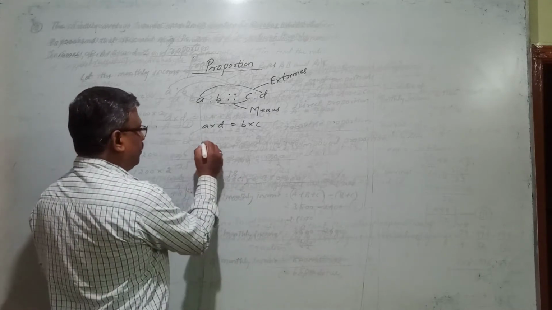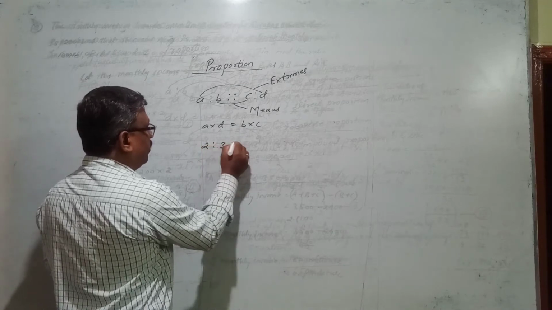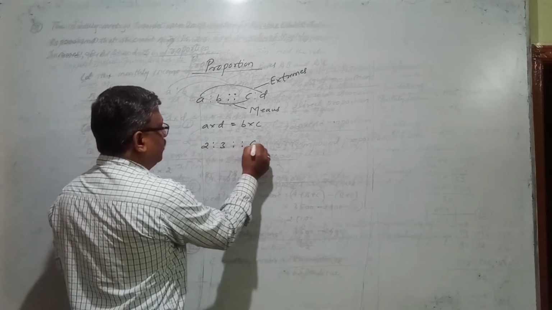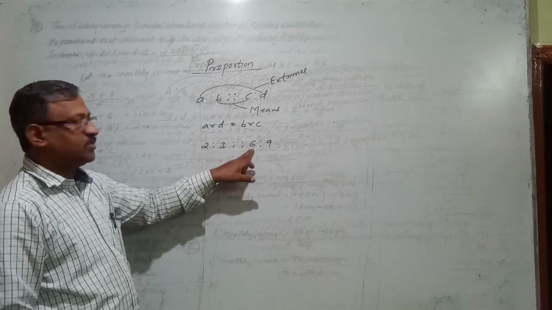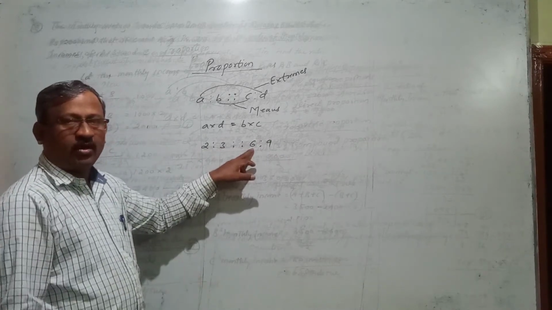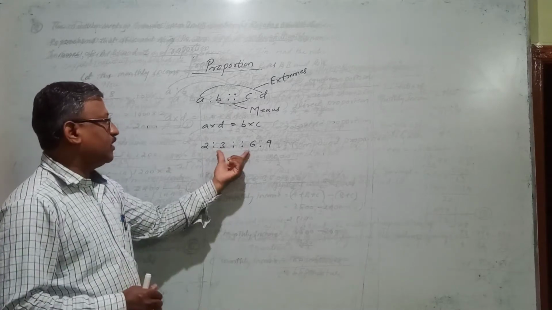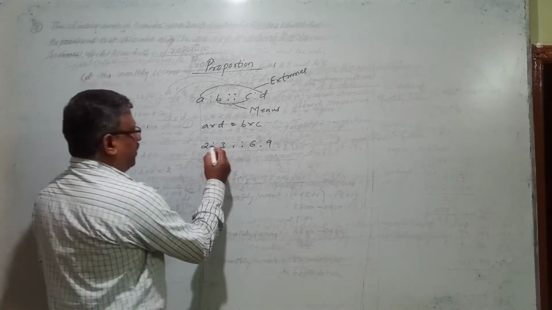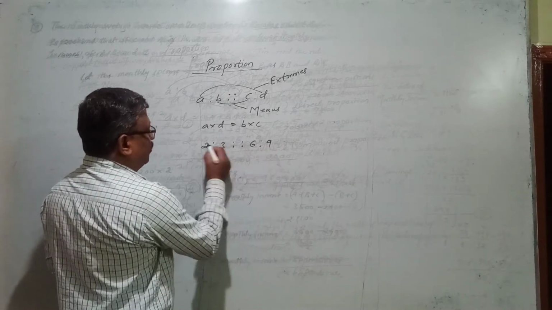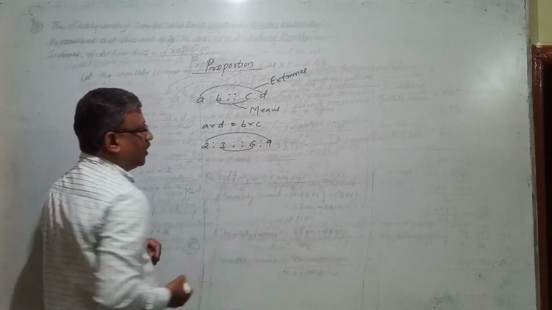Suppose the proportion is 2 is to 3 as 6 is to 9. 2 is to 3 is nothing but 6 is to 9. So both ratios are equal to one another. Then only we can say these two ratios are in proportion. As I said, the last two terms are called extremes. 2 and 9 are called extremes, and 3 and 6 are called means.